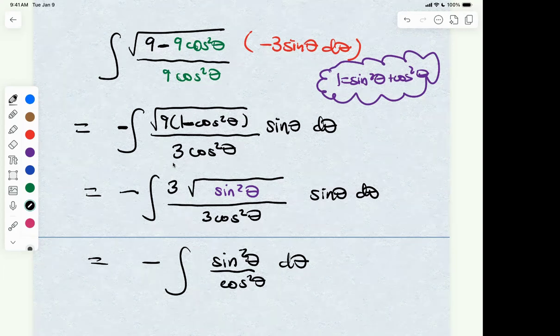Is that okay so far? Okay, and now at this point you have two options. One option is to think about that as tangent square of theta, and then you have to think, how do I integrate tangent square of theta? For that, essentially, you use the identity that secant square equals 1 plus tangent square, which you get by dividing by cosine square.